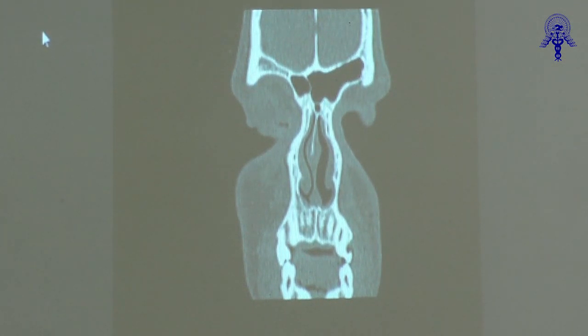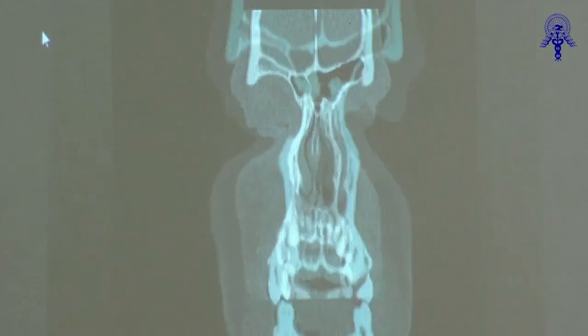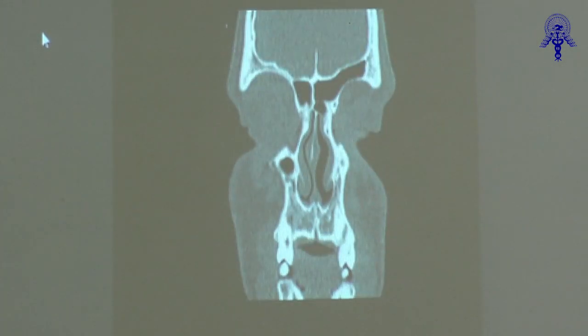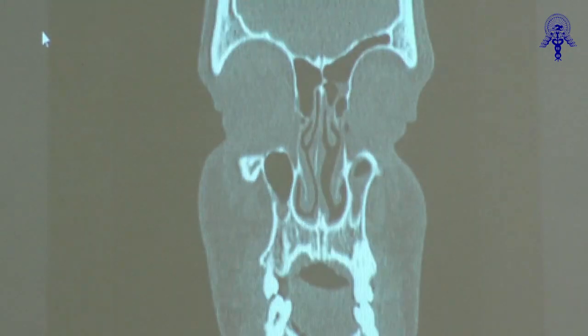So gradually we can see the frontal sinus is appearing, and as we go further, we can see the maxillary sinus appearing.